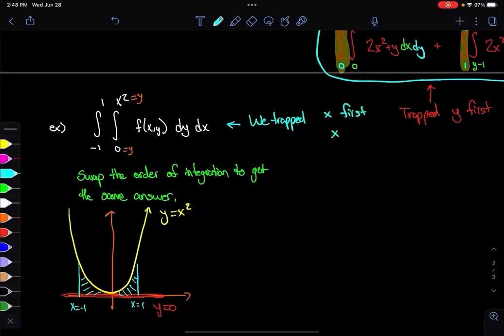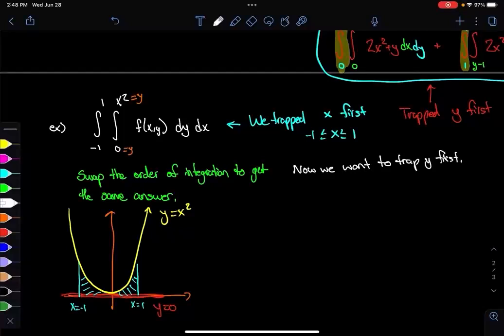X has clearly got the easiest job, right? We just trapped it from -1 to 1. But now we want to trap y first. So you have to look at this shape. We're going to have to solve for some points of intersection here, which hopefully is just the point (1, 1), and this is just going to be the point (-1, 1).